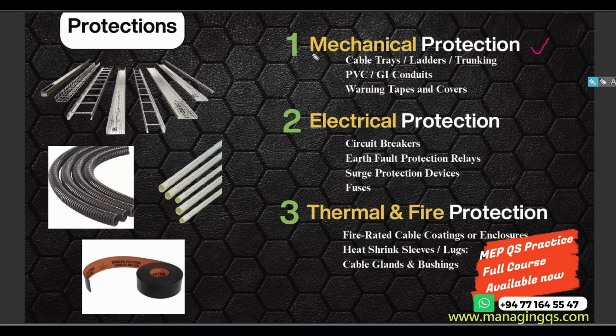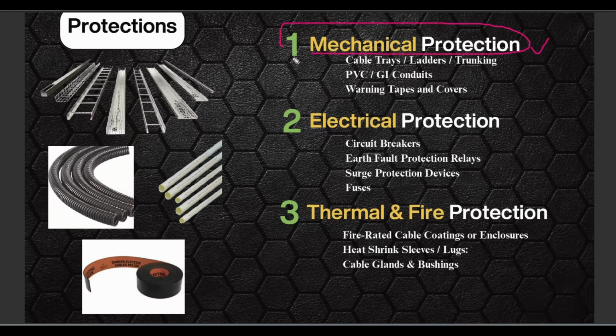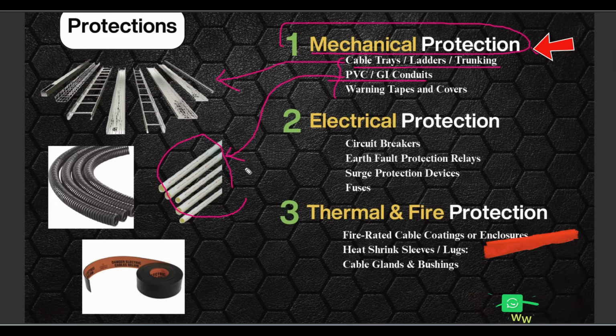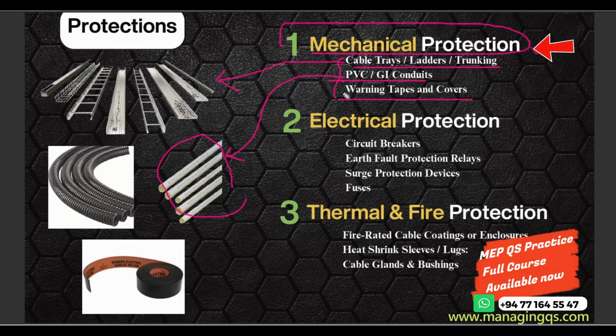First off, the mechanical protection. Mechanical protection means before installation, during your installation time, you have to keep these elements like the cable tray, cable ladder and cable trunking. These are used for carrying the cable. This is what the pictures look like, and also PVC or GI conduit. Its picture looks like this. So we use these types of material to fix the cable inside the wall or something. And also warning tapes and covers. This is the picture, its appearance looks like this. So we should know what the general mechanical protections for the cables are.